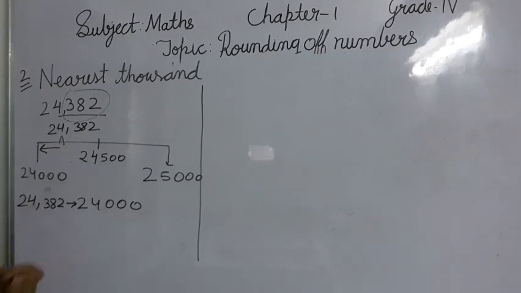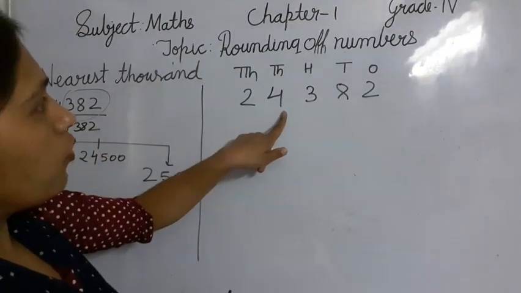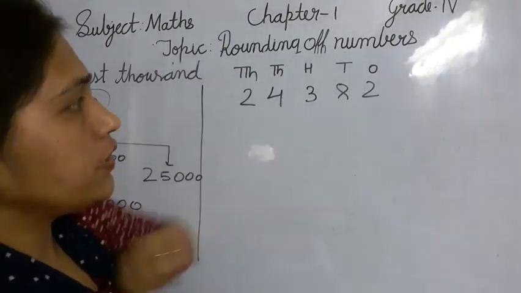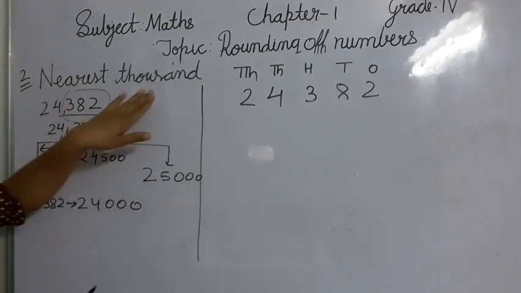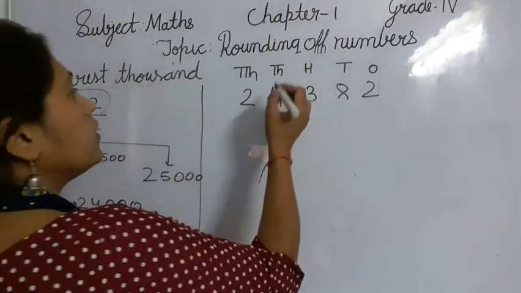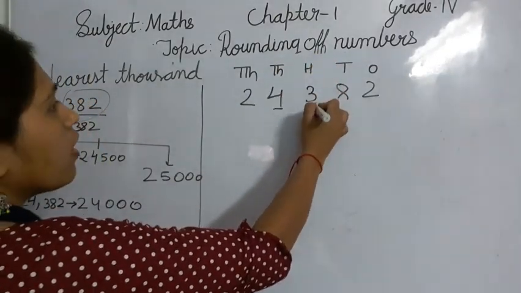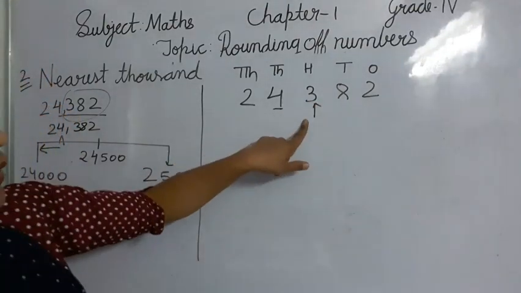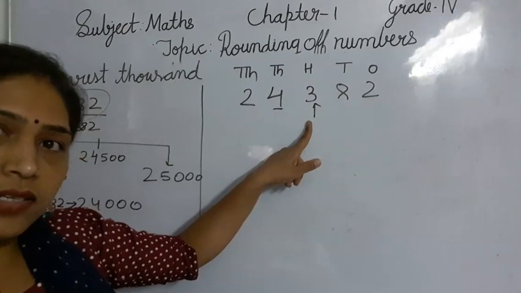Now let's do the same problem without the help of the number line. So a number is 24,382. We have to round off this number nearest to the 1000 place. When we do nearest to the 1000 place, we have to compare the 100 place with 5. Is it greater than 5, equal to 5, or less than 5?